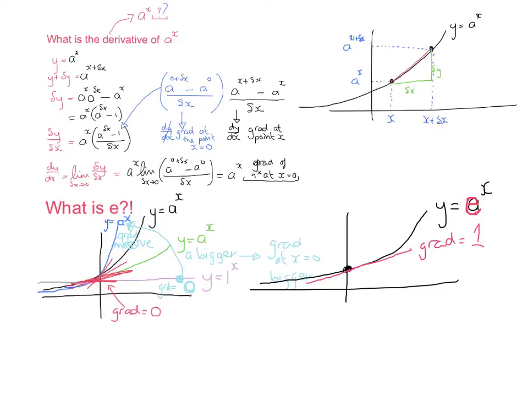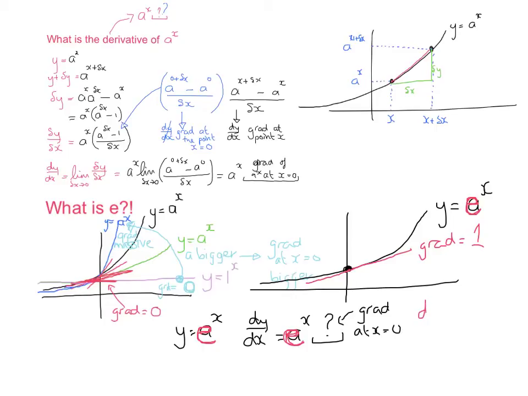So in general, if y is a to the x, then dy by dx is a to the x times some number, which is the gradient of the graph of a to the x at x is 0. And if y is e to the x, then dy by dx is e to the x times the gradient at the point 0, which is 1.